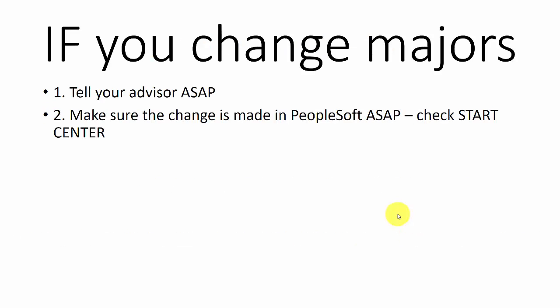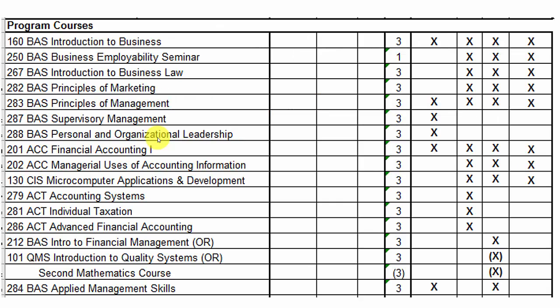Also, very, very important, if you change majors, as soon as you know you're going to change your major, tell your advisor, because then you might be assigned a different advisor based on what kind of change you make. And also make sure the change is made in PeopleSoft as soon as possible. And the way you can do that is to check with the Start Center to let them know, and they'll give you the procedures involved in how to make sure that that shows up as a change in the PeopleSoft. Those are very, very important things. Okay, now let's go back to the plan.